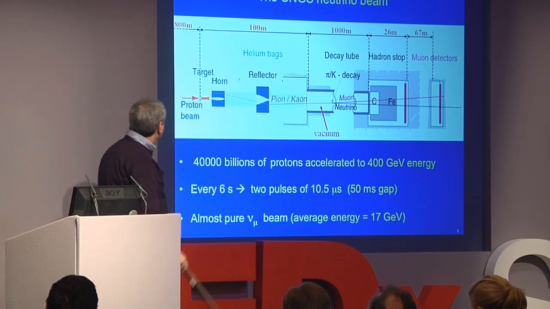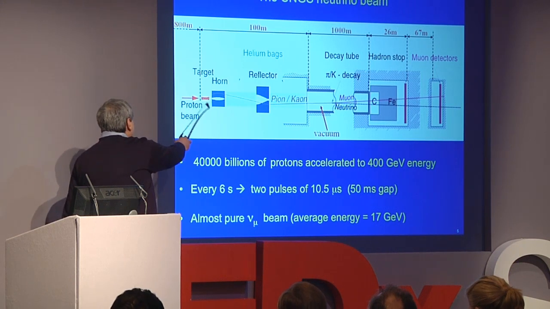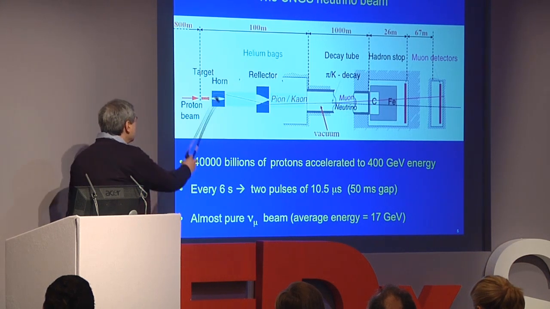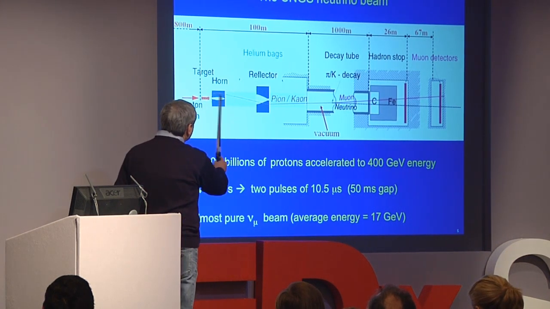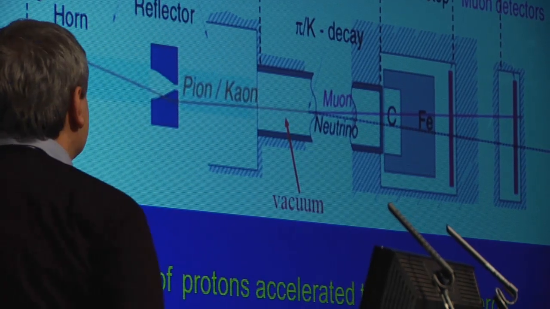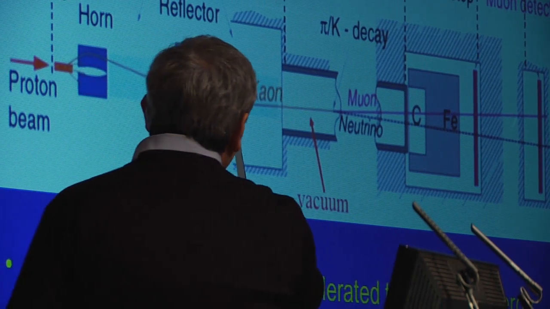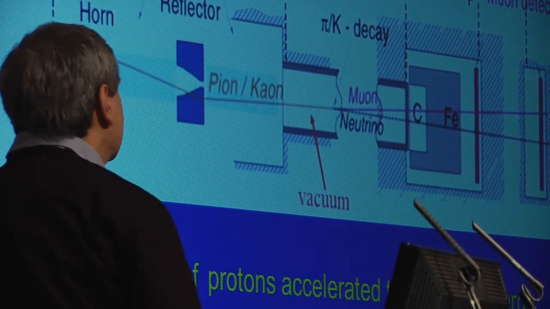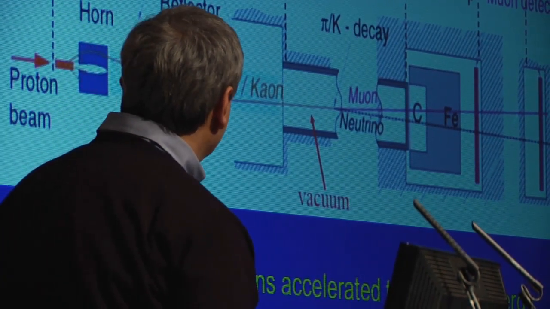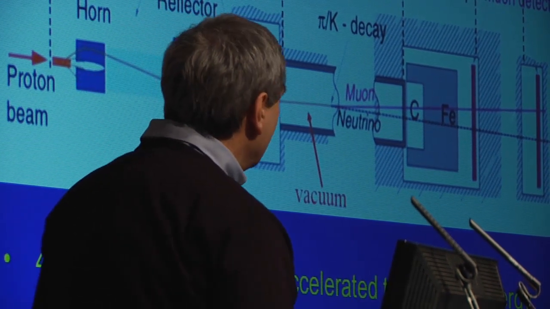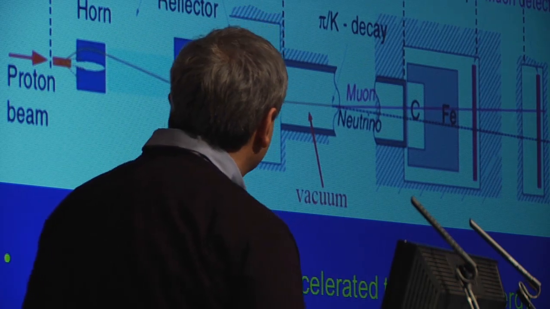Then in this target, protons interact with the nuclei of the atoms of graphite and produce secondary particles, which are collected with a series of magnetic lenses in a parallel beam. These particles are pions and kaons. They are particles lighter than the proton, but of the same family as protons, a family of particles which feel strong interactions.